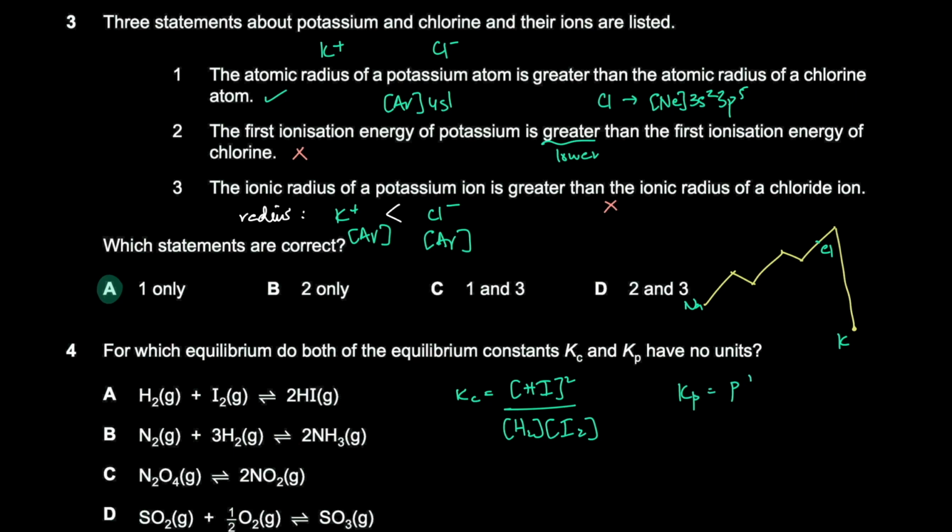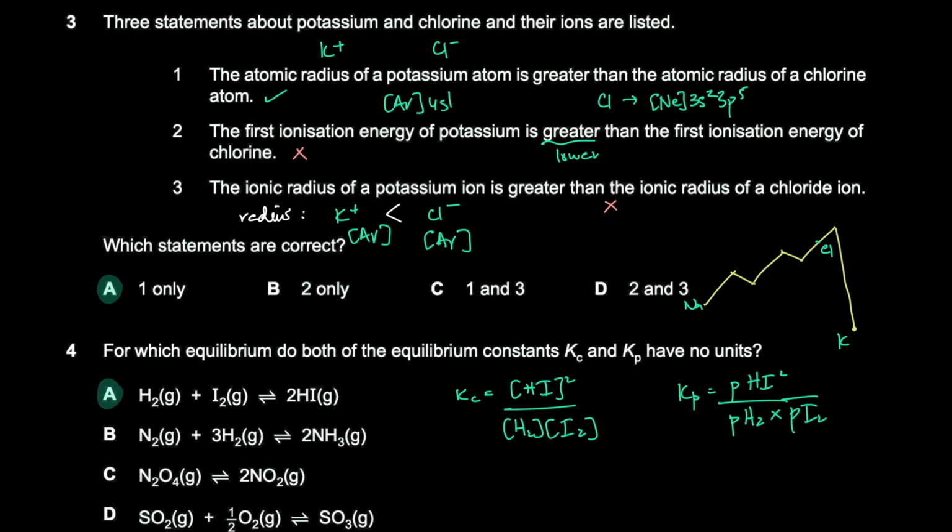And then Kp is also unitless. Kp is just the partial pressure of HI squared divided by the partial pressure of hydrogen times the partial pressure of iodine. So here in the denominator we have pressure times pressure, and in the numerator we have pressure squared. So Kp is unitless and Kc is unitless. So the answer is A.